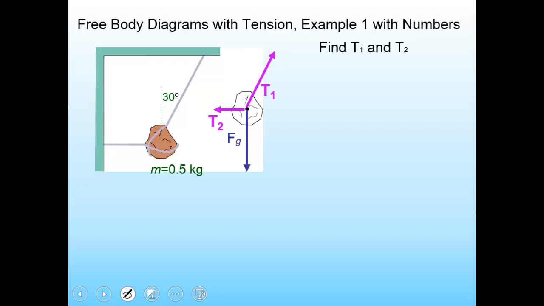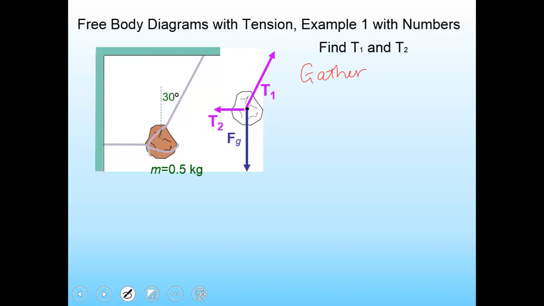So now let's do an example with numbers. We have the same situation that we saw earlier with a stone that's hanging from two cords, one that's horizontal and one that's at an angle. In this case, we've been given that the angle is 30 degrees and that the mass of the stone is 0.5 kilograms. And the question is to find T1 and T2. So let's start using our goal system. We're going to gather information.